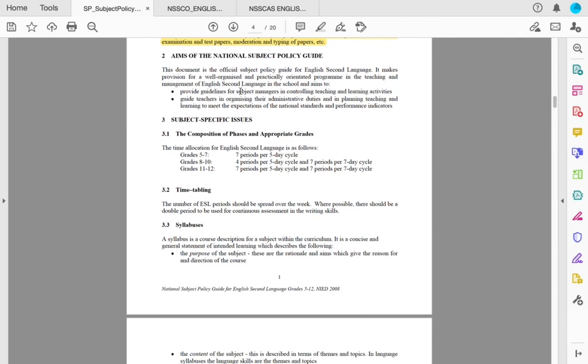All right, and then now we are moving on to section 3, which is subject specific issues. What do the phases and appropriate grades comprise of? This one we can't really keep to anymore because certain things have changed.